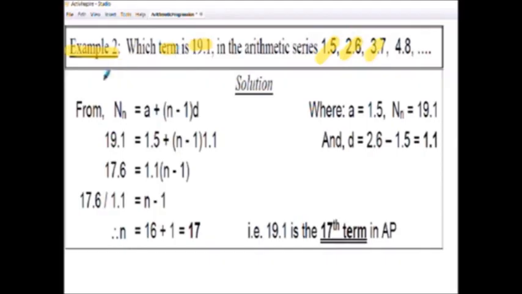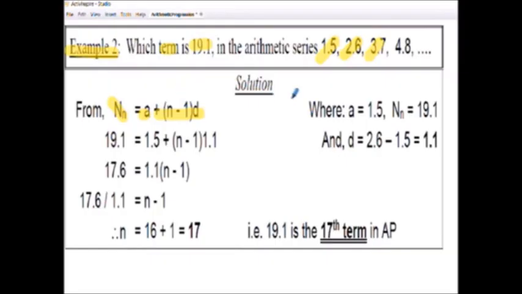So from the equation Nn is equal to a plus n minus 1 times d, we need to rearrange the equation this time to find the value of n, because we want to know what number is it in the sequence. Is it the 8th term, the 9th term, whatever? That's what we're trying to find here.